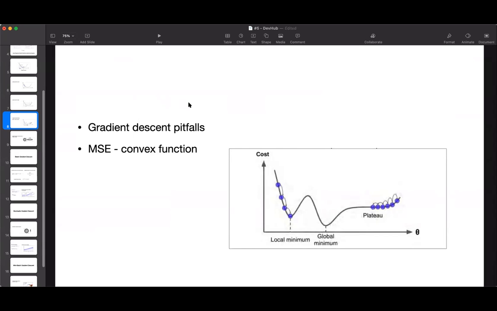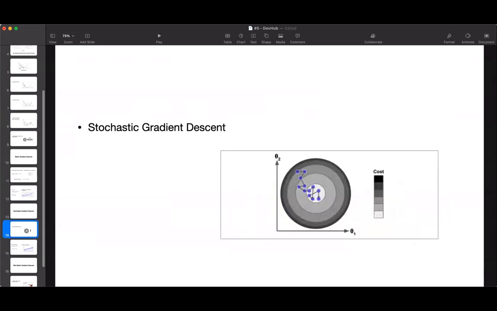So therefore, this randomness is good to escape from the local optima, but bad because it means that the algorithm can never settle at the minimum. One solution to this dilemma is to gradually reduce the learning rate, that eta which we saw earlier. The steps at the start should be large enough, then they get smaller and smaller, allowing the algorithm to settle at the global minimum.